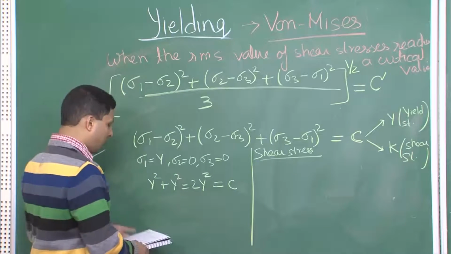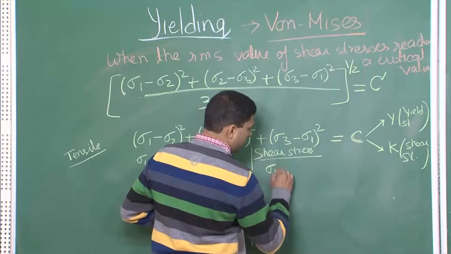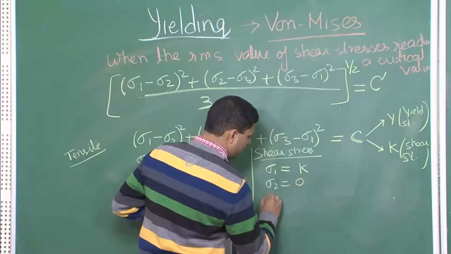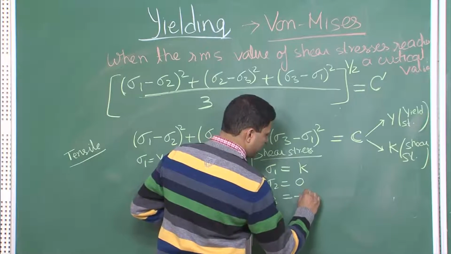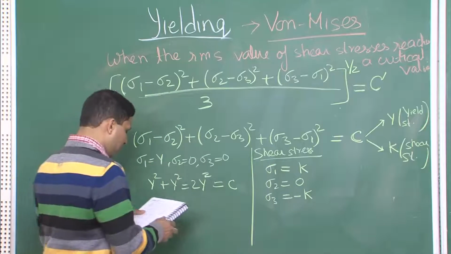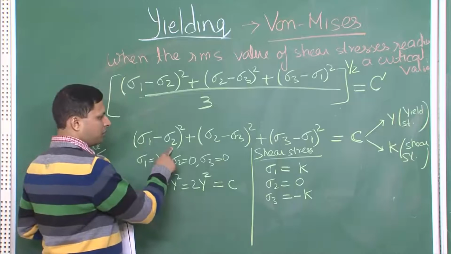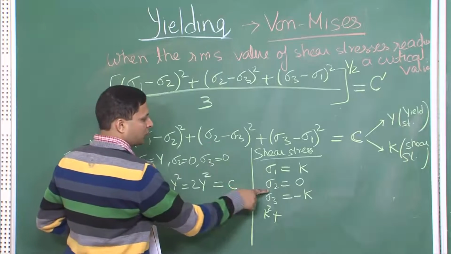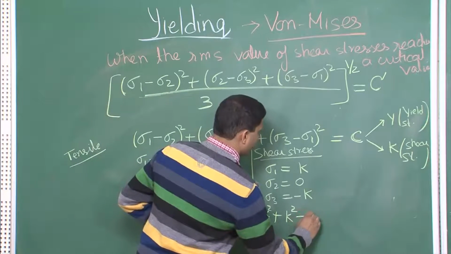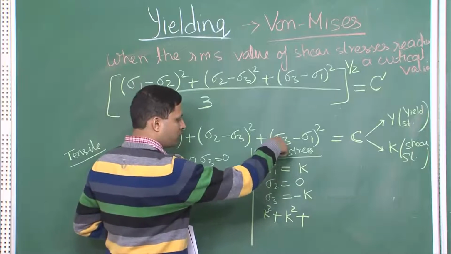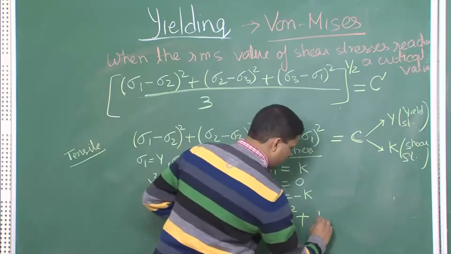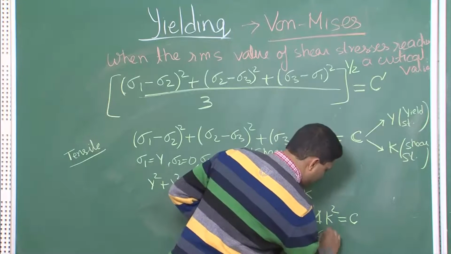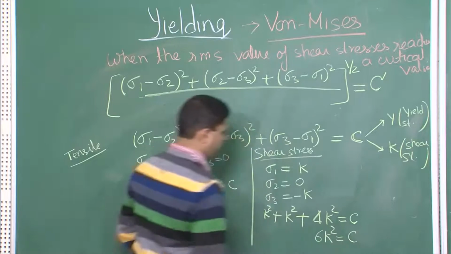So, now here what we will have is that sigma 1, like in the previous case, will be equal to k, sigma 2 will be equal to 0, sigma 3 will again be equal to minus k. Again you put it over here, and what you will see is that this is sigma 1 minus sigma 2, which is equal to k square. This is sigma 2 minus sigma 3, so this is k square again, and this is sigma 3 minus sigma 1, so it is minus 2k, or 4k square. So, 6k square is equal to C.